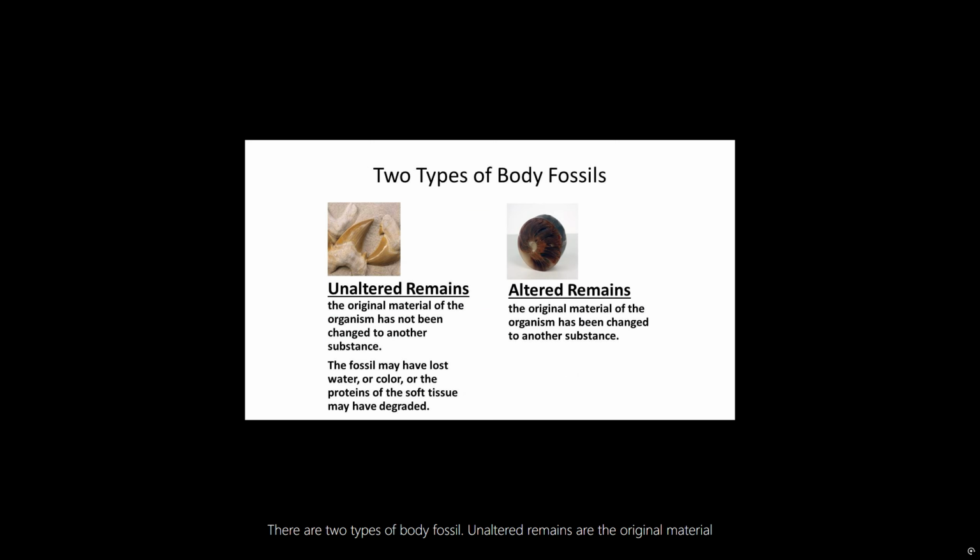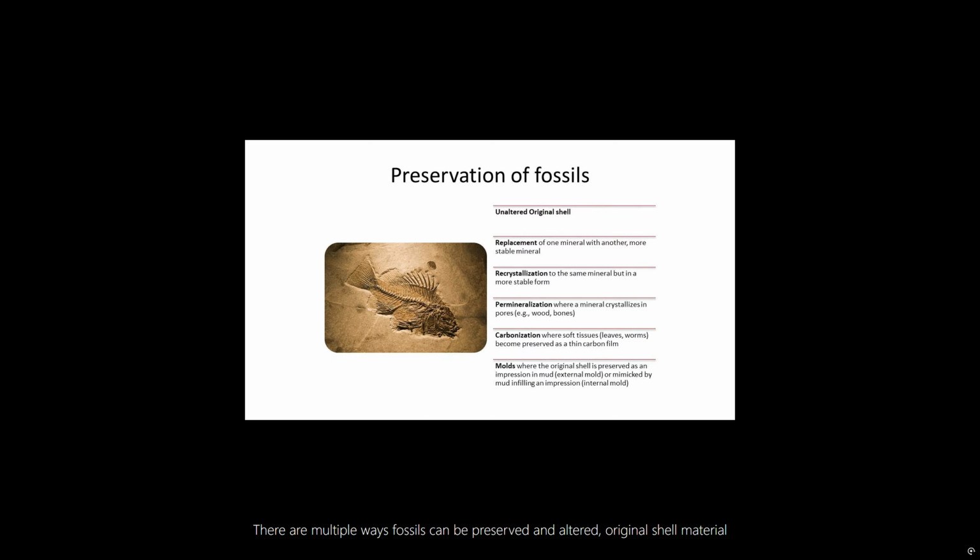There are two types of body fossils. Unaltered remains are the original material of the organism that has not been changed to another substance. The fossil may have lost water or color, or the proteins of the soft tissue may have degraded, but overall they are not altered. Altered remains are those in which the original material of the organism has been changed to another substance. There are multiple ways fossils can be preserved. Unaltered original shell material is self-explanatory and constitutes an unaltered fossil.